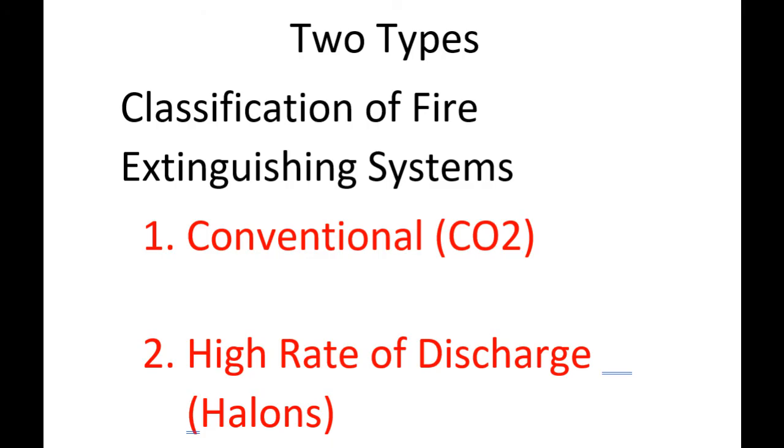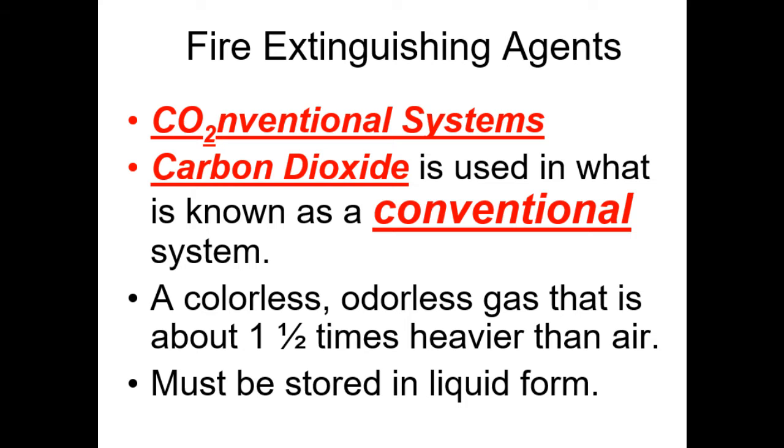Next, we go into the two types or classifications of fire extinguishing systems. These are going to be 1, conventional systems, and 2, HRD or high rate of discharge systems. And we'll talk soon about why they are called high rate of discharge. Hopefully you can kind of get an idea by the name.